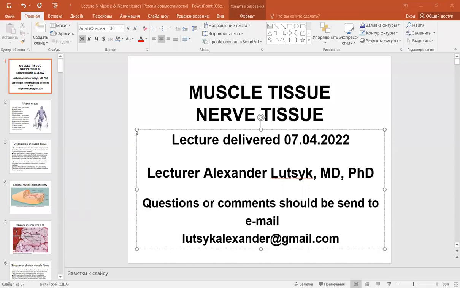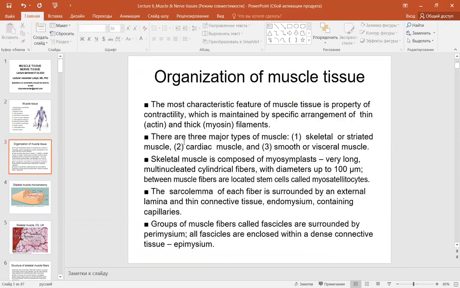They'll tell you the story of muscle and nerve tissue. As usual, it should be emphasized the specificity of this particular tissue. The most characteristic feature of muscle tissue is the property of contractility, which is maintained by a specific arrangement of thin and thick filaments, actin and myosin filaments.